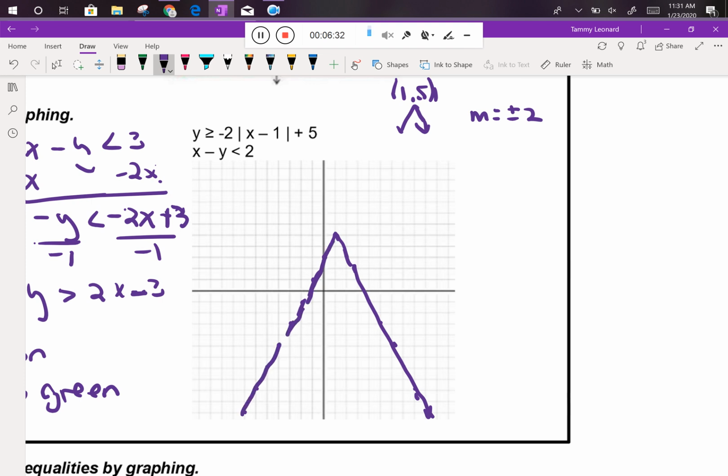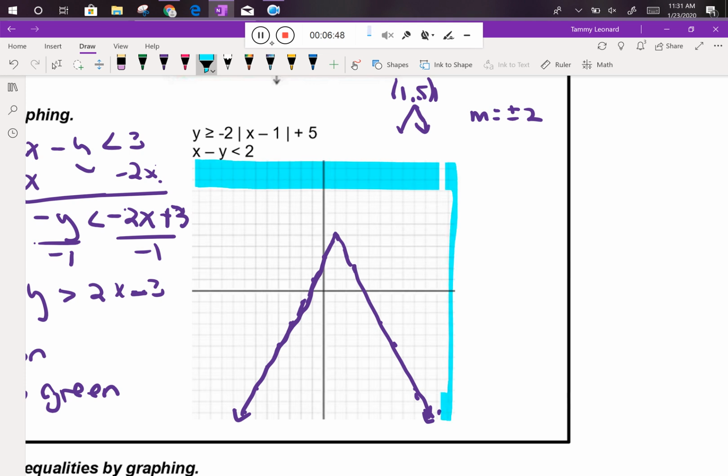Although my stylus would really like it to be dashed today. I make sure to put arrows on the ends, and I'm going to hold off on labeling until I see where the other line goes. But I can see that the shading would be above because it says y is greater than.